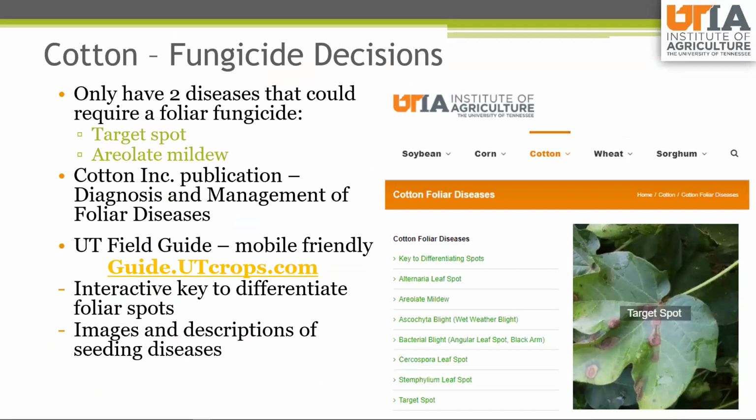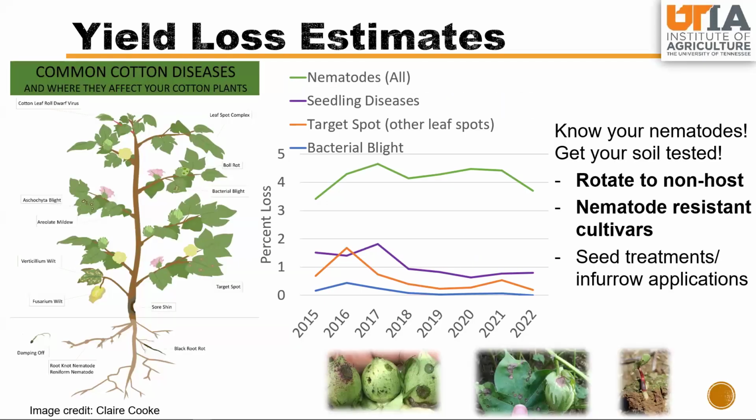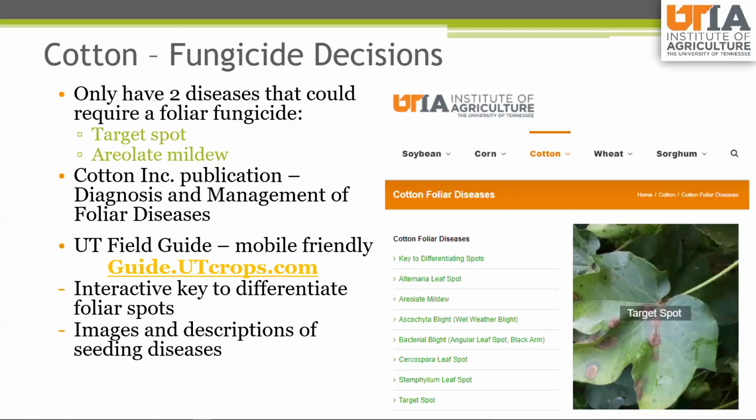But switching gears now to cotton and fungicide decisions in cotton. Even though, going back to that previous slide, we do have a lot of above ground diseases that can affect and show foliar or above ground issues, there's only 2 diseases that actually could warrant a foliar fungicide, and that is target spot and areolet mildew.